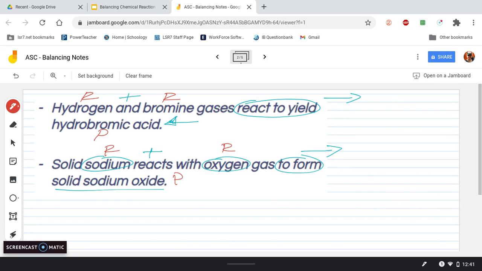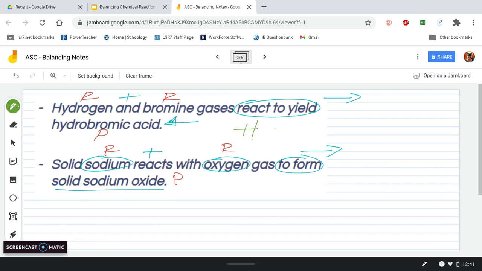Now, you can have multiple chemicals on both sides. It's not always 2 make 1. It could be 2 to 2. It could be 1 to 2. It could be a lot of combinations. So this just happens to be 2 on the left, 1 on the right. That's not consistent. So, okay, hydrogen, H.